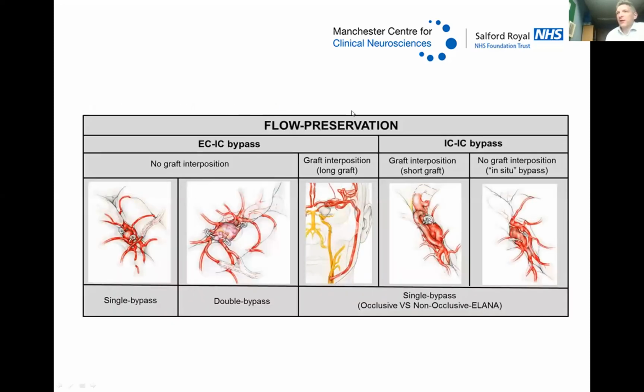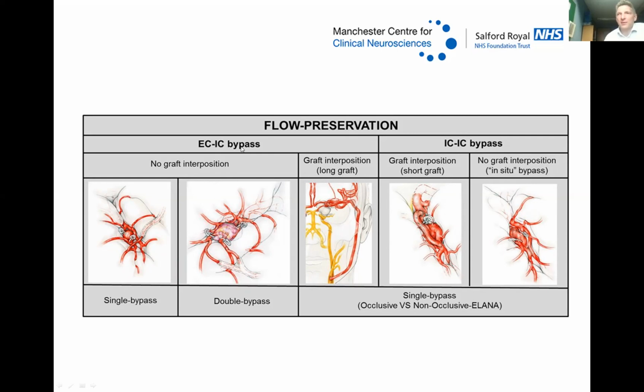So in terms of flow preservation or flow replacement, there are different ways of doing that. EC-IC bypass, so the example I showed was with a graft interposition. A long saphenous vein would be commonly used. Sometimes people would use a radial artery, and that would be from the external or common carotid to wherever you need to do it to.